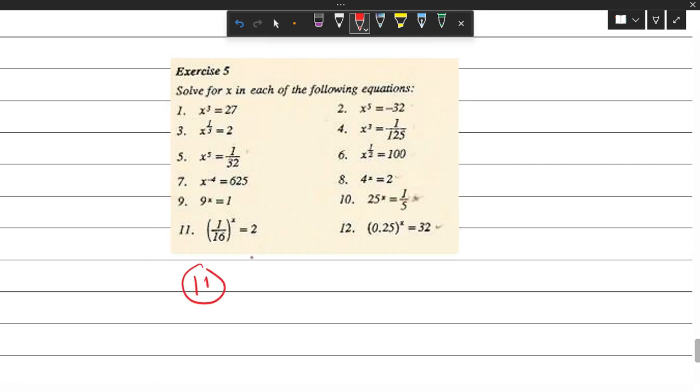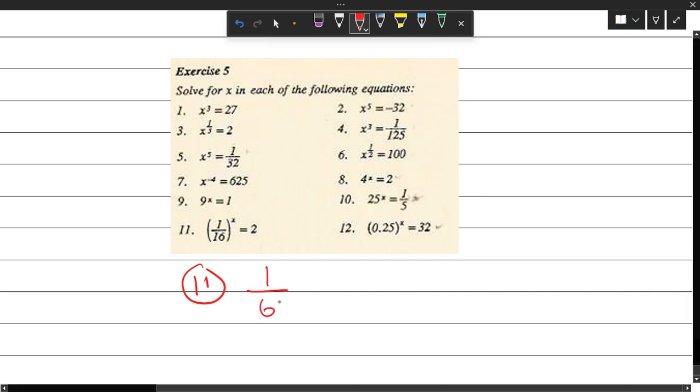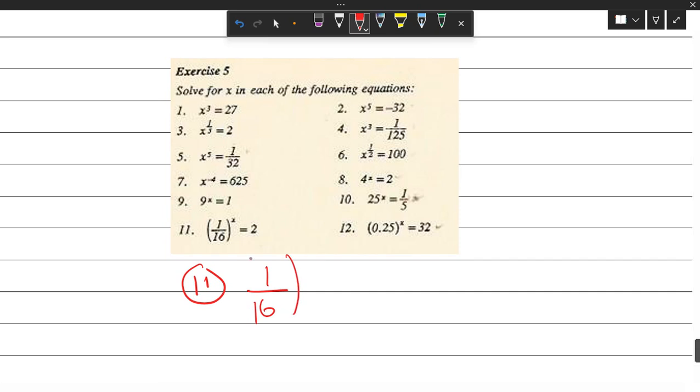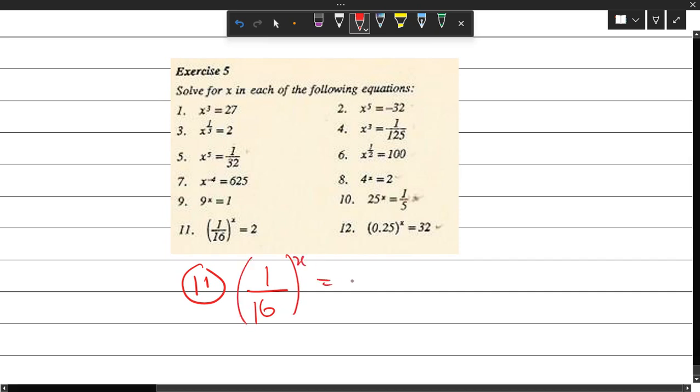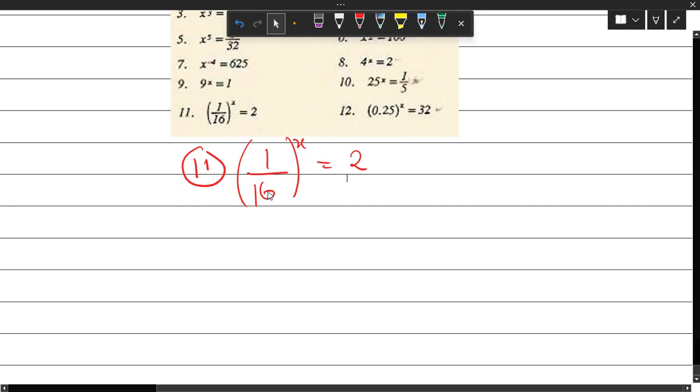So 11, I have 1 over 16, the power x is equals to 2. So how do we solve this one? For those who remember, we have 2 here. Of course, they will always give you a clue. So 2, you express 16 as a power of 2. Okay, so we need it to be 1 over 16. For you guys remember, 16 is 2 to the power 4. So this is power x equals to 2.